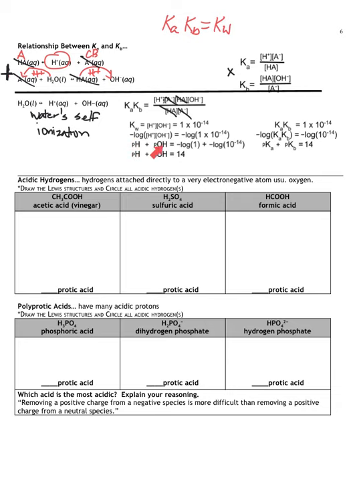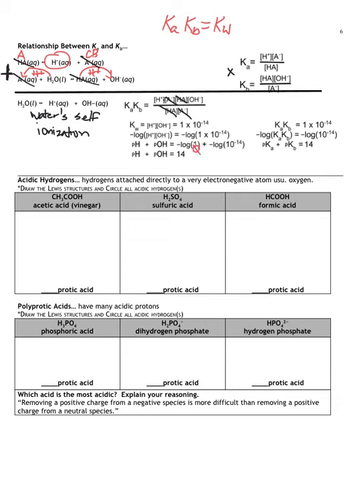I add them up, and now let's look over here. I would do the same thing with the Kw constant. I know the negative log of 1, if you put it in your calculator, is 0. So this, I can say for sure, is 0.